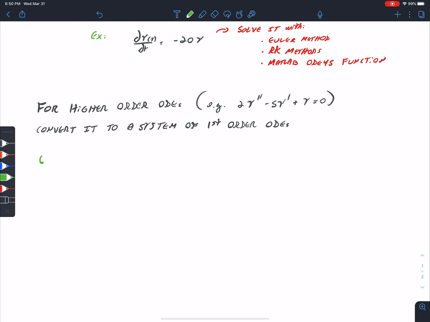So let's look at the following initial value problem where we're given a second order ODE of the type we just mentioned, 2y double prime minus 5y prime plus y equals 0. And of course this is an initial value problem, so let's give some initial values: y(3) equals 6, and y prime(3) equals minus 1, right? So here we have our famous initial values, our initial conditions.